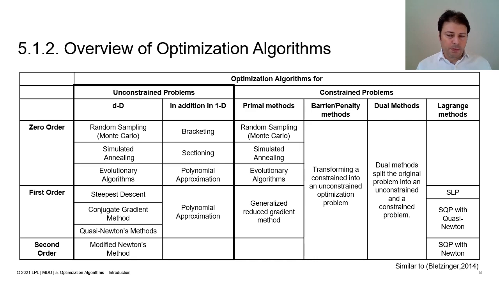Then we distinguish between algorithms that use no gradients, that use first order gradients and the Hessian. And then we distinguish between algorithms for general problems with d design variables and optimization algorithms that are particularly well tailored to one-dimensional design problems. We will be talking about this in a second.